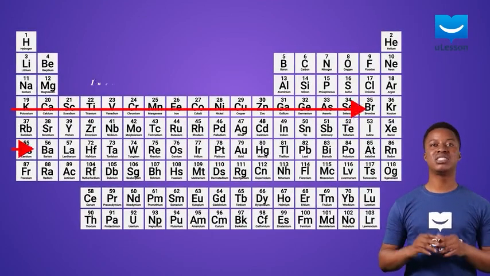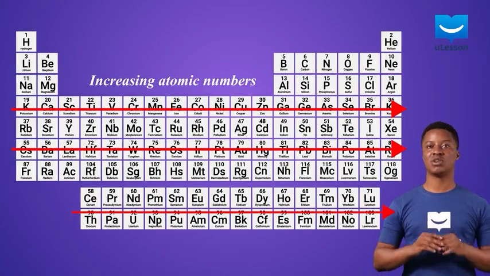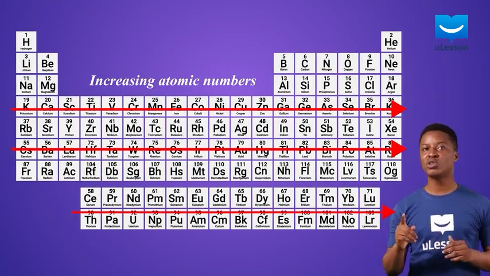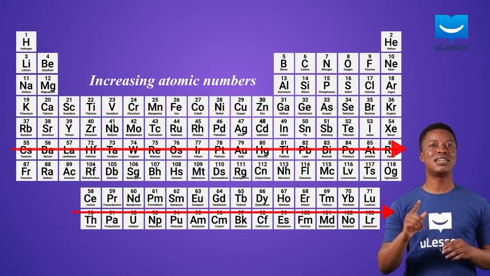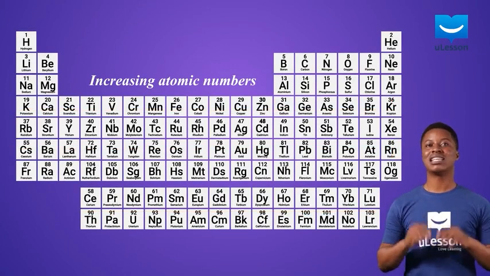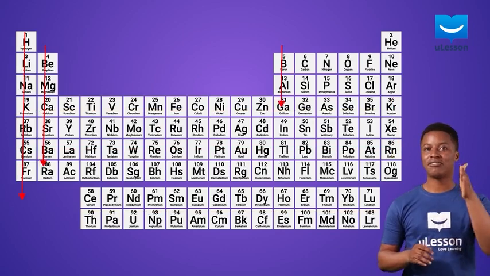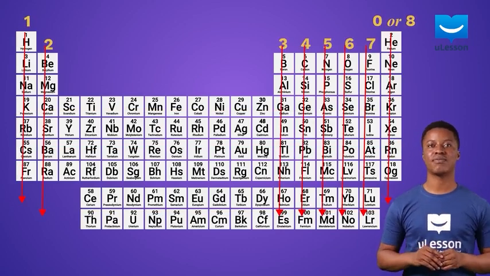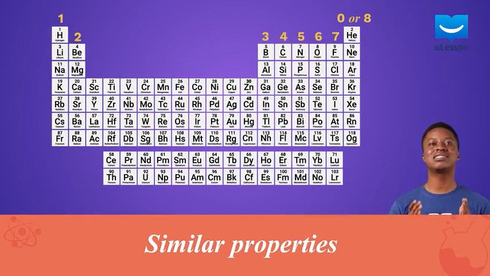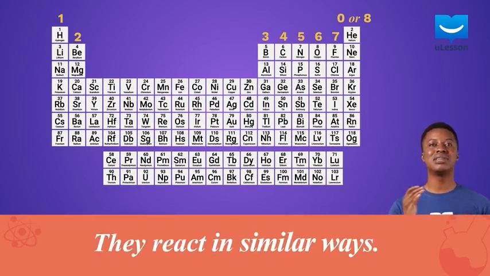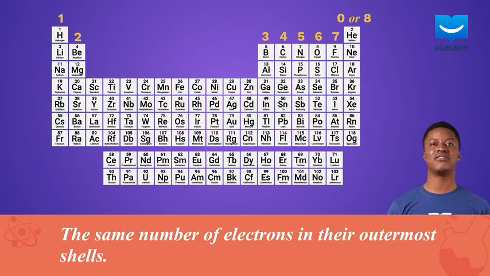Elements are arranged in the periodic table in order of their atomic number, which is the number of protons in the nucleus of their atoms. Now this ensures that elements are arranged in such a way that they are lined up in groups which are the vertical columns you see in the table. Elements in the same group of the periodic table possess similar chemical properties. For example, they react in similar ways, and this is due to the fact that their atoms have the same number of electrons in their outermost shells.